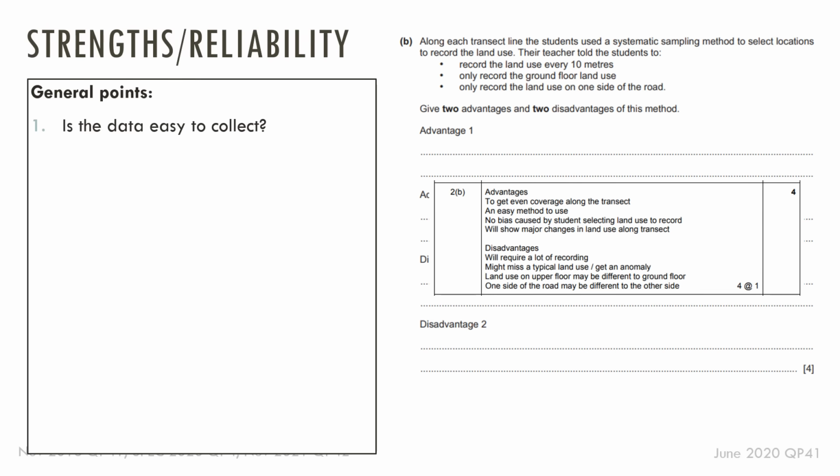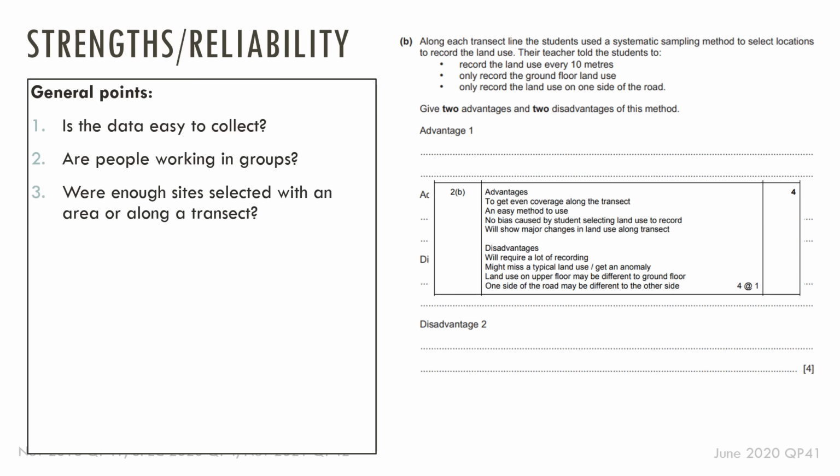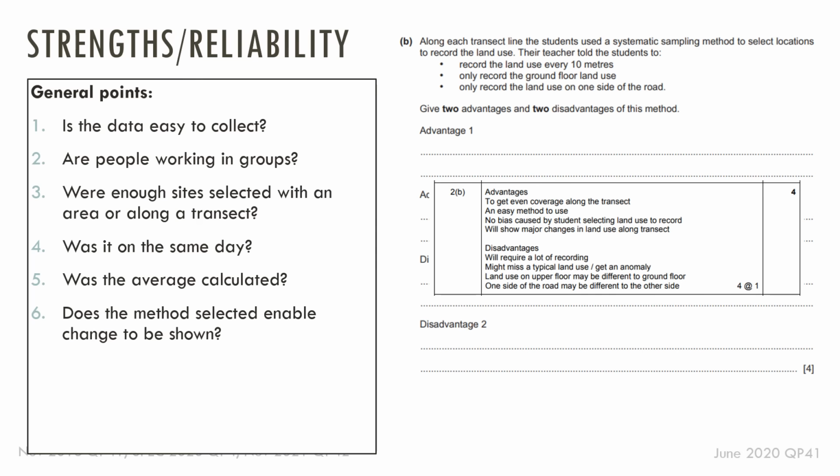So some general points to consider about why it is strong or how it can become more reliable. Is the data easier to collect? Are people working in groups? Were enough sites selected within an area or along the transect? Was it on the same day? Was the average calculated? Does the method enable change to be shown? Was bias minimized? And things like that. These are the points that really will help you consider, was my method good or how it can be improved to increase its reliability.